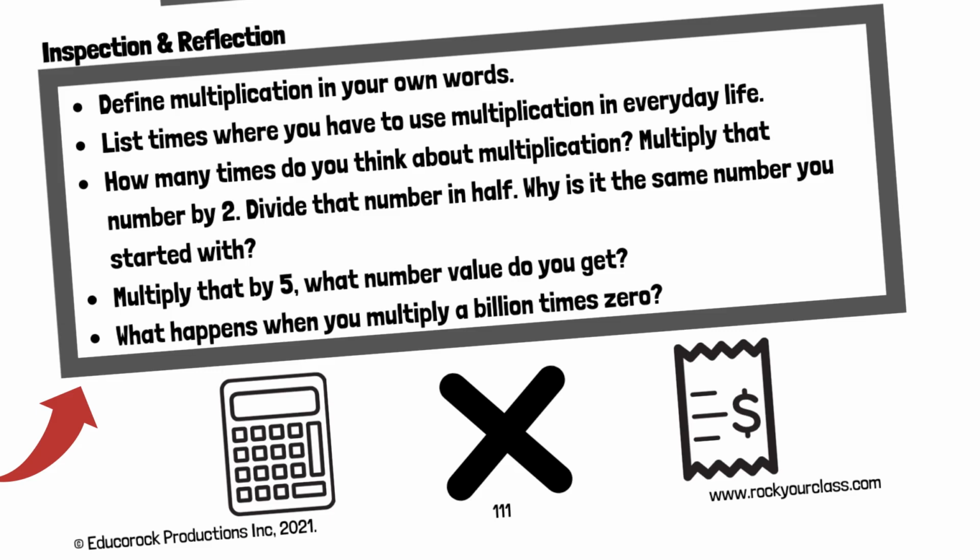Divide that number in half. Why is it the same number you started with? Multiply that by 5. What number value do you get? What happens when you multiply 1,000,000,000 times 0?